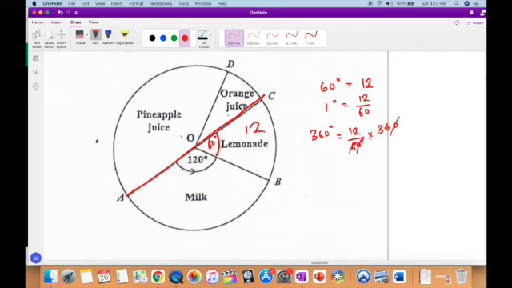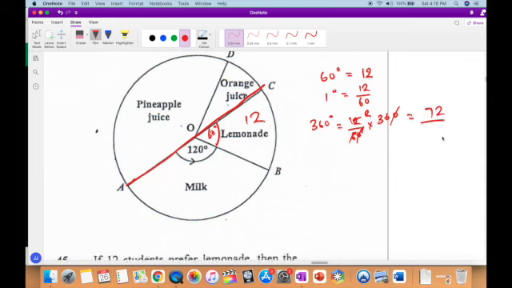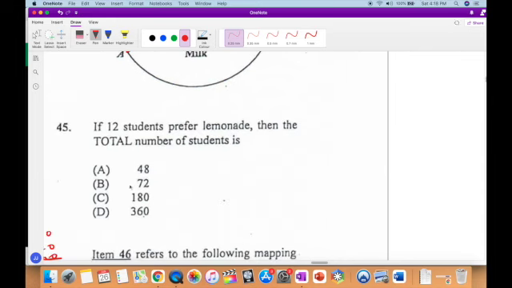Zap, zap. 6 2s are 12. 2 times 36 is 6 2s are 12, and 3 2s are 6 and 1 is 7. 72 students in all.